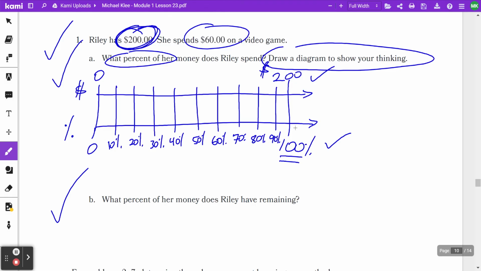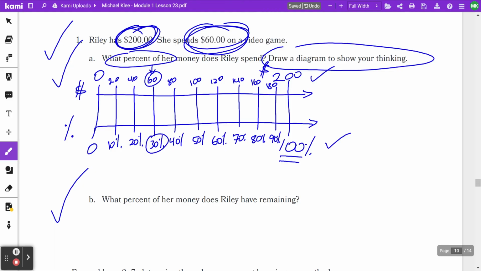90% and then 100%. Now, as far as money is concerned, if we break that into 10 parts, that means it's $20 each. So $40 there, 60, 80, 100 bucks, 120, 140, 160, 180, and then the $200. All right, so if she spends $60, that's right here. So she spends $60, and look at that, it's 30%.